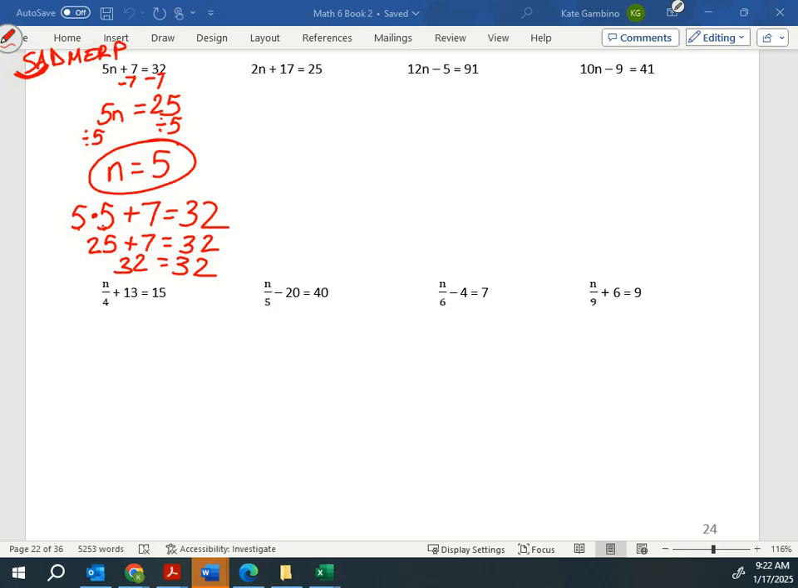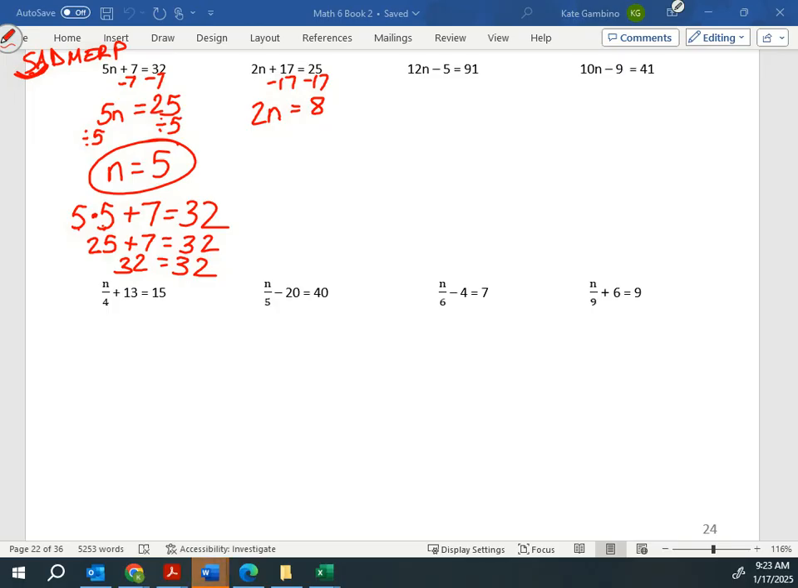So now let's look at 2n plus 17 equals 25. What do you think my first step is going to be? Sophie? Say it louder for me. Minus the 17. Since I'm adding 17, I want to subtract 17 because with SADMER, I have to do my subtraction or addition first. 17 minus 17 is 0. So that leaves me just with 2n on this side of the equal sign. 25 minus 17 is 8.